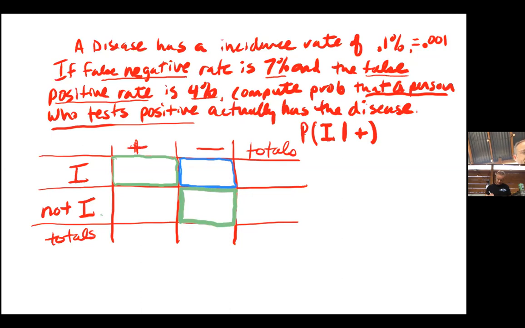Next to it, here we have our other sort of bad outcome, where we don't have the disease, right? It's in the not I row, but we tested positive. This is called a false positive, right? So the blues indicate kind of a failure, and the greens indicate success, okay? And it's important to be able to identify those things.